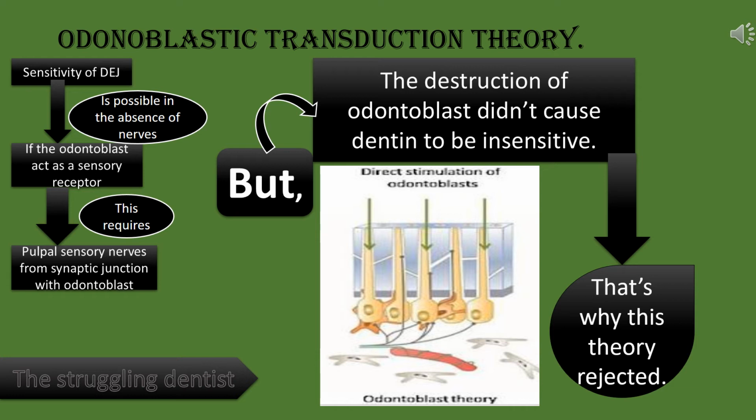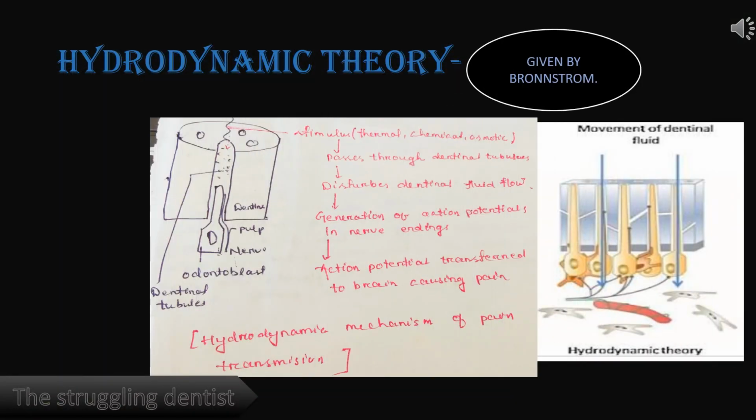Careful transmission electron microscopy of nerves touching odontoblasts failed to demonstrate the required modifications to the plasma membranes in the odontoblasts if they were true synapses. As there are no neurotransmitter vesicles present in the gap junction between odontoblasts to facilitate synaptic transmission, this theory got rejected. The hypothesis that odontoblasts serve as sensory receptors and contribute to dentin sensitivity has largely been rejected. Now the most accepted theory, that is the hydrodynamic theory.